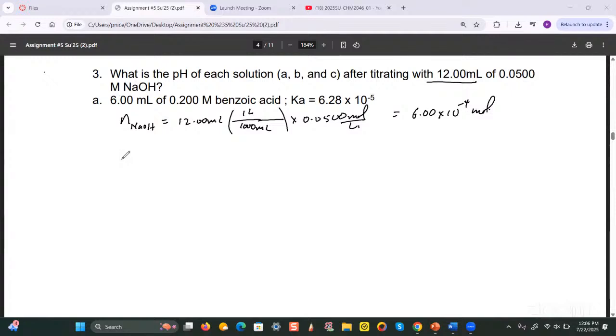And then I'll do the same thing with the benzoic acid. Yeah, I think I have a copy of it here. And one. Thank you.